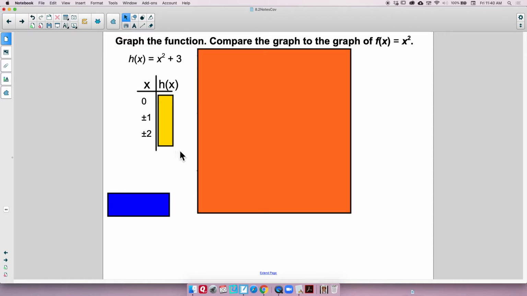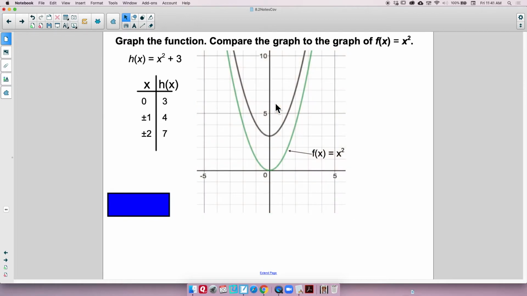Okay, try this one. Again, I've given you numbers to plug in. Go for it. Okay, hopefully you've got 3, 4, and 7. So we have 5 points to plot. Go ahead and graph them. And our parent function here again is in green. And what you graphed would have been up here in black. And how would you describe this? That it's a vertical translation 3 units up.